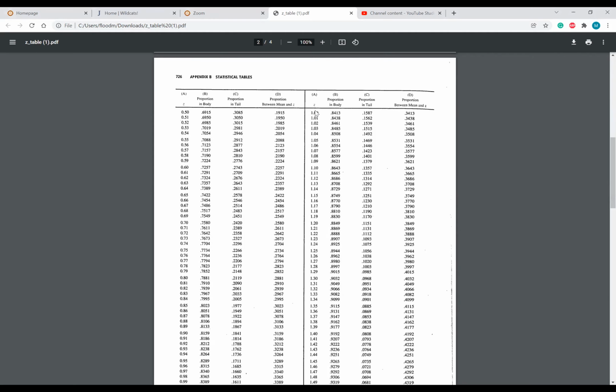We were looking for a tail, so we're going to scan across to column C, which is the proportions in the tail. And we find that for a z-score of 1, the body proportion is 0.8413, and the tail proportion is 0.1587.